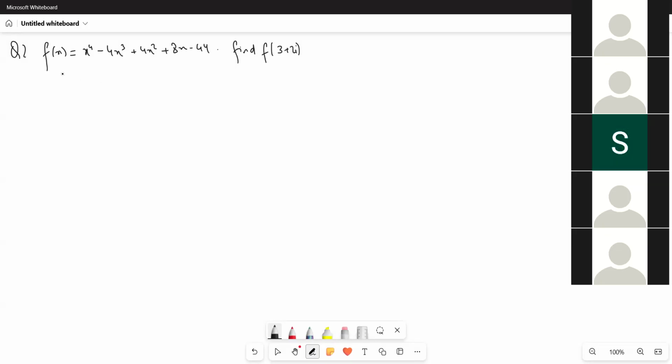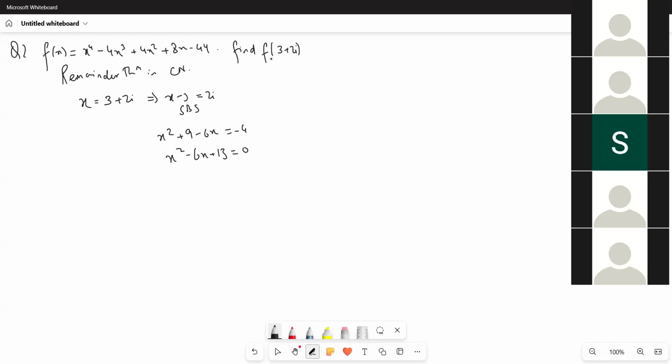This is an application of the remainder theorem. In complex numbers, we have done this type of question in quadratics as well. So we have to plug in x equals 3 plus 2i. If x is equal to 3 plus 2i, this implies that x minus 3 is equal to 2i, and if we square both sides, that will give us x square plus 9 minus 6x is equal to minus 4, or x square minus 6x plus 13 is equal to 0. Okay?